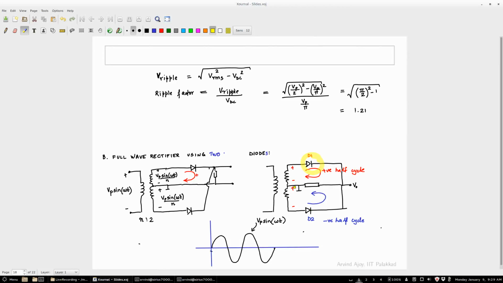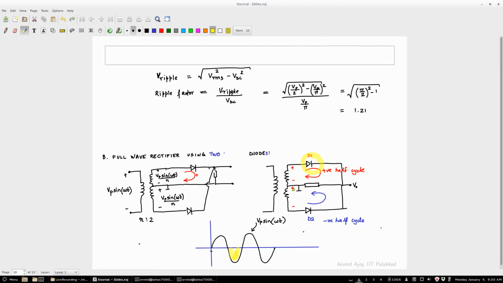Why? Because in the positive half cycle, this is negative with respect to this. Correct? So the anode is positive biased with respect to the cathode. Correct? So D1 will conduct in the half cycle. What about D2? In the positive half cycle, D2, this is going to be plus, this is going to be minus, right? So basically one is not going to conduct.